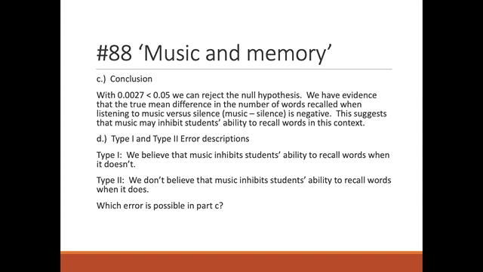Now, which is possible? Well, because in part C we rejected the null hypothesis, a type 1 error is what's possible here. So type 1 means we've rejected the null hypothesis when we shouldn't.